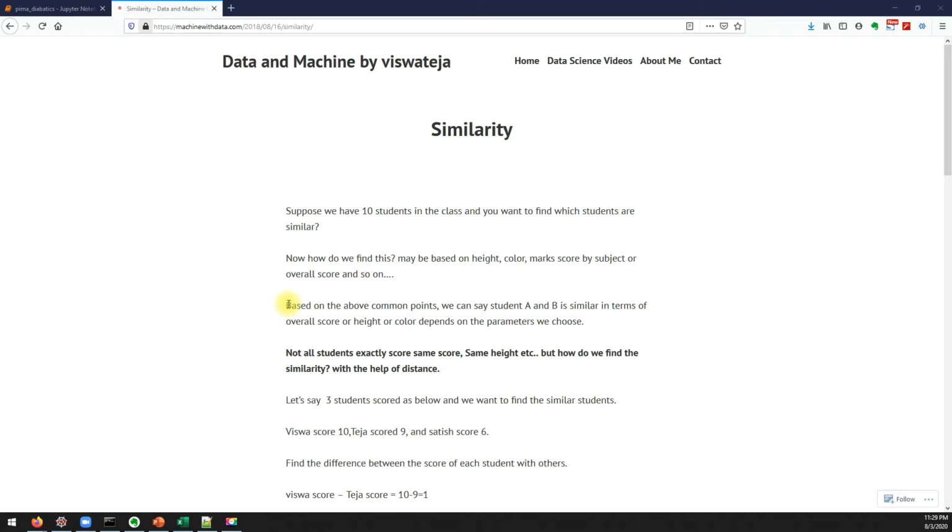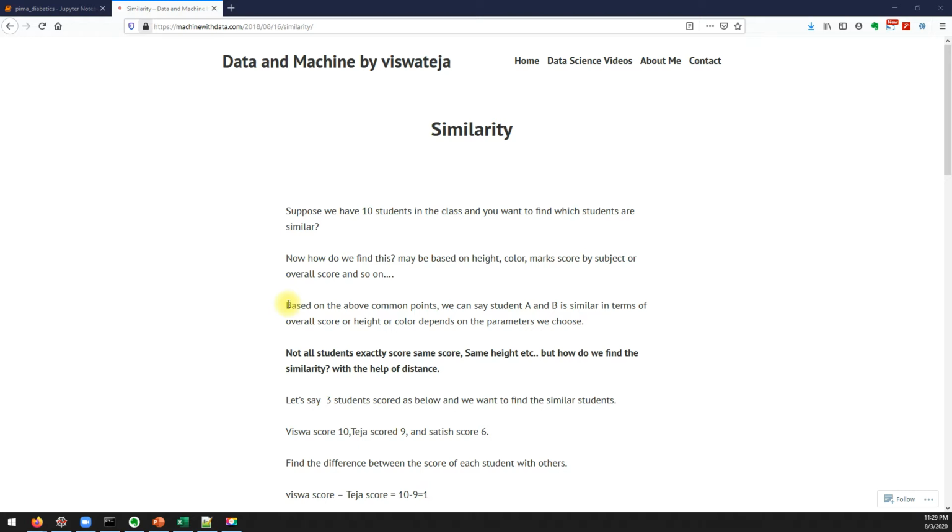Hello everyone. In this video we'll talk about similarity, which will help us understand distance-based algorithms like k nearest neighbor and k means easily. We'll take one example. Let's say we have 10 students in the class and we want to find which students are similar to each other. To find the similarity, we have a few attributes like height, color, marks scored in each subject, or overall score, and so on. We have many different attributes to find the similarities, right?